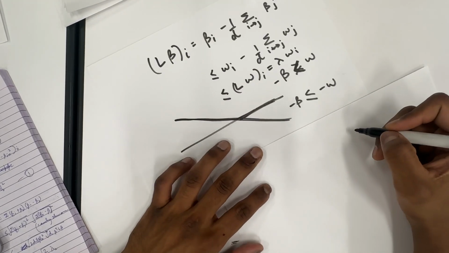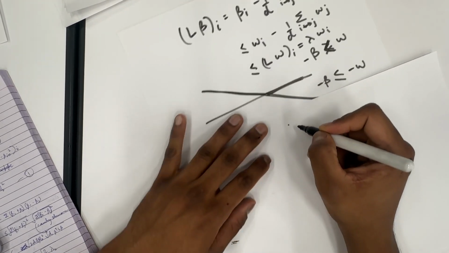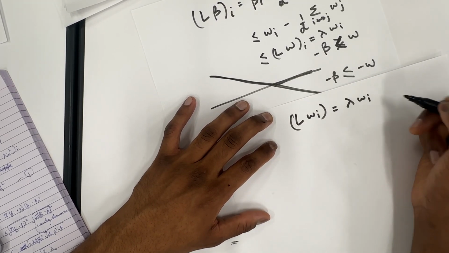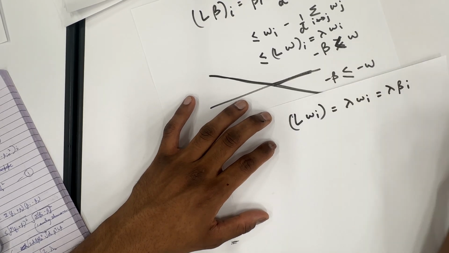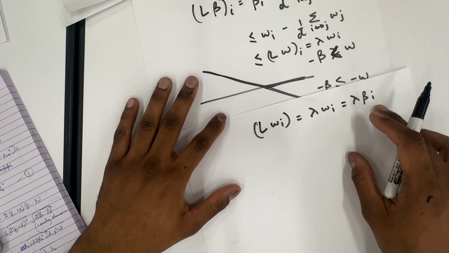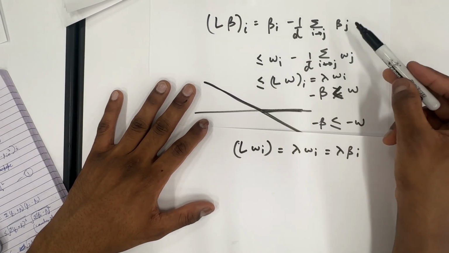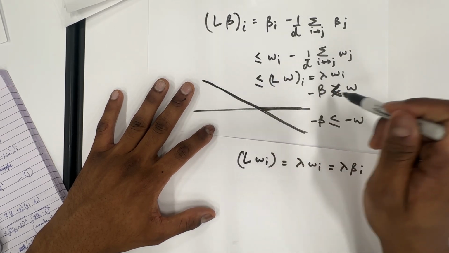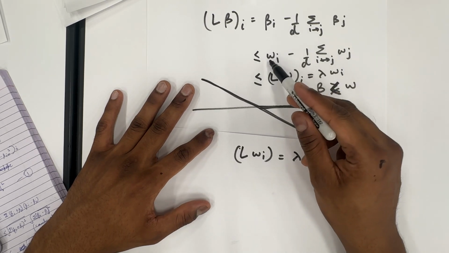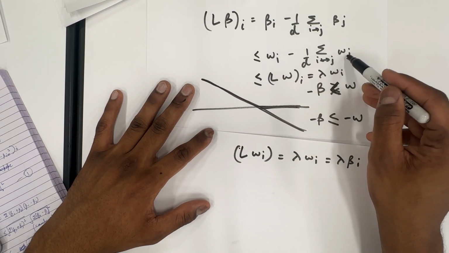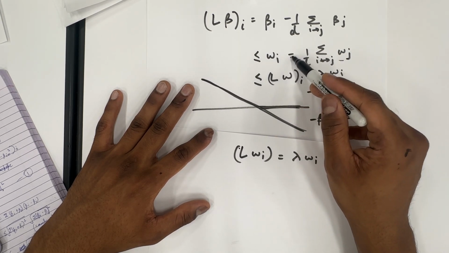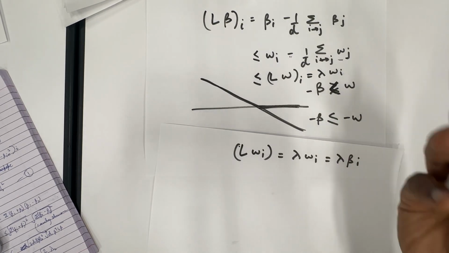L times w at i is equal to lambda times w at i, which is the same as lambda times beta i, because we are only looking at the first k elements, and in those cases w i is the same as beta i. The main point was that the beta vector is always greater than my w, because w can be negative, while beta is always positive. So when I multiply with the w's, some of these numbers could be negative, and they could make this number bigger, because the negative of the negative makes it a higher quantity.